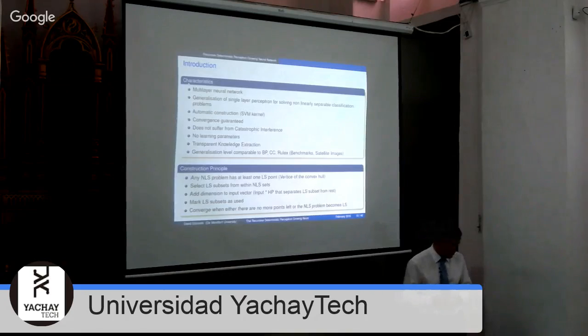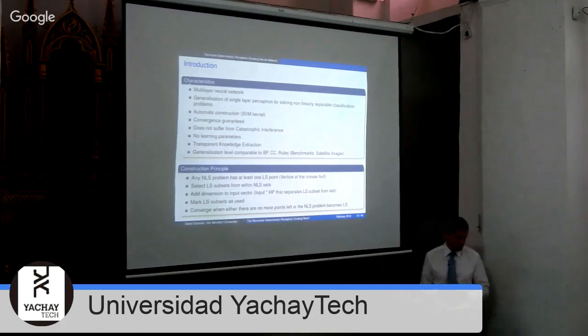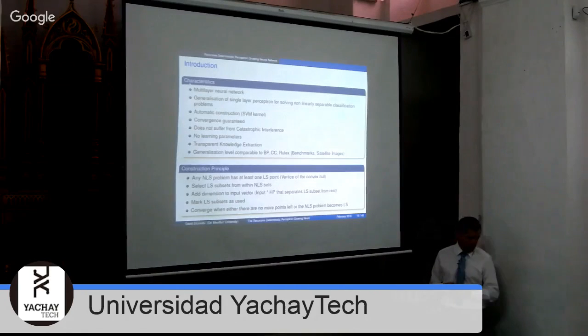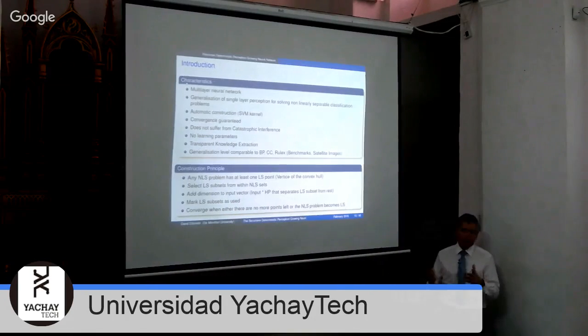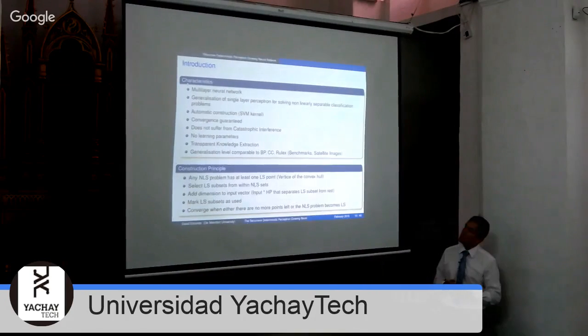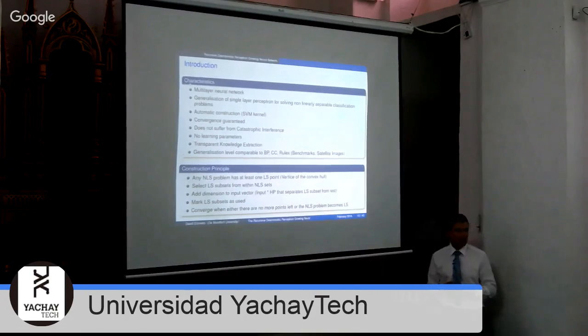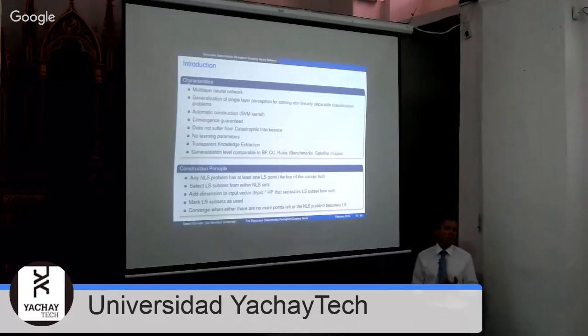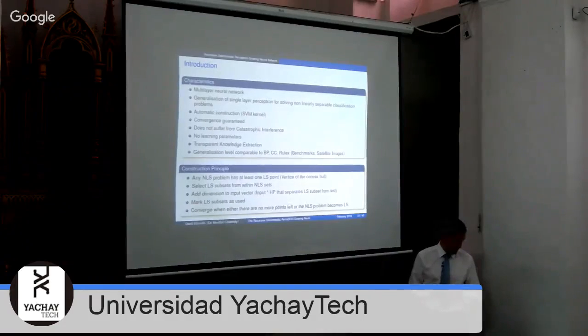It has automatic construction, as opposed to, for instance, support vector machines, where you have to find the right kernel, and it gets a bit complicated. There are no parameters to adjust in here. It does all the work. The convergence is guaranteed. If we look at other alternatives like backpropagation, we could take a local minimum very easily and get stuck in there. We are guaranteed to converge with this method.